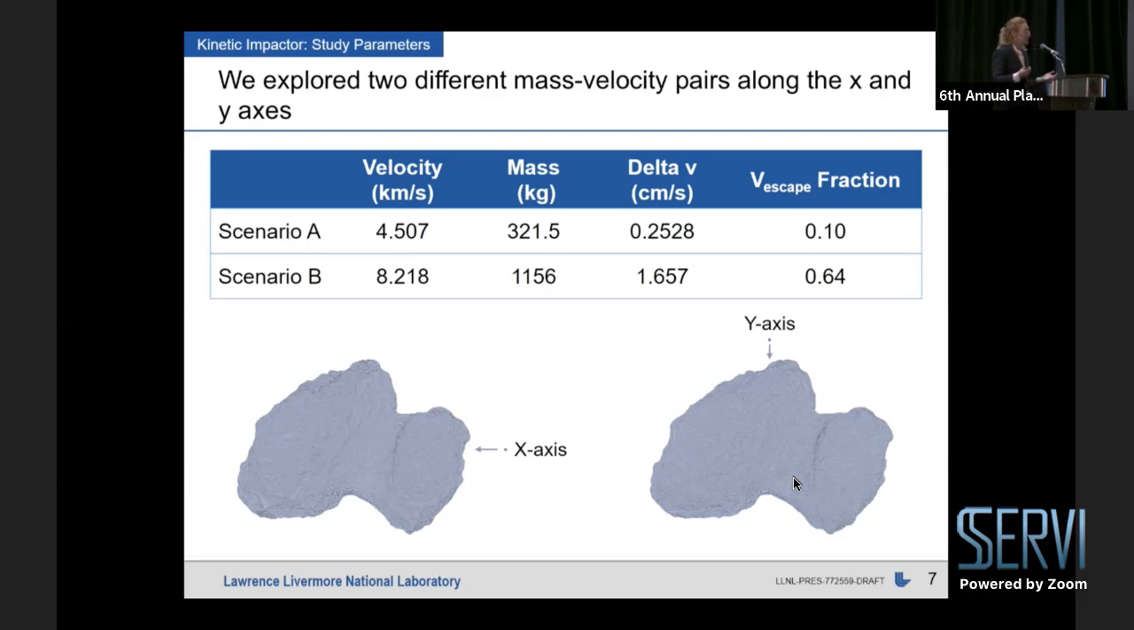So for this case study, we had two different scenarios, two different impact locations for these scenarios, and it really allowed us to study the range of what an actual deflection would be. We'd have a very small deflection on one end and a larger deflection on the other end, while also giving us the opportunity to investigate how the irregular shape could affect this deflection.